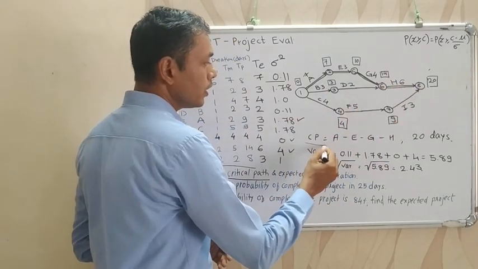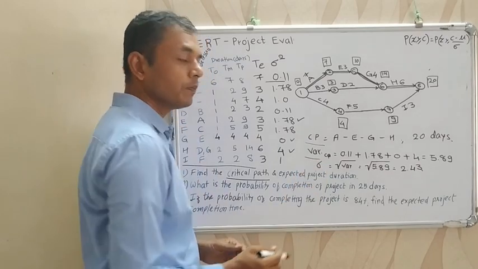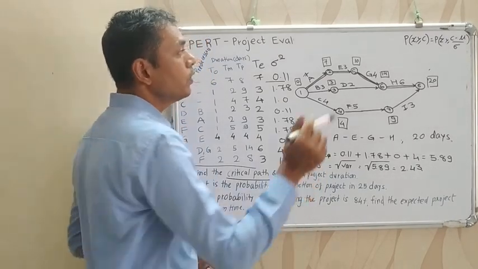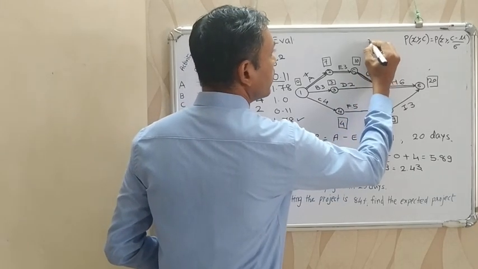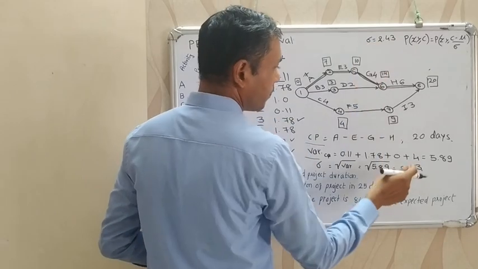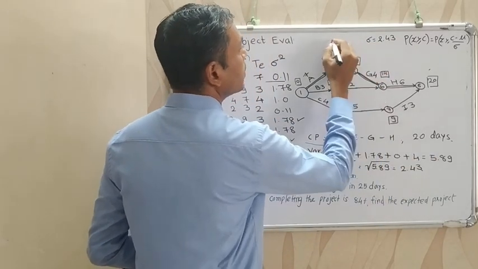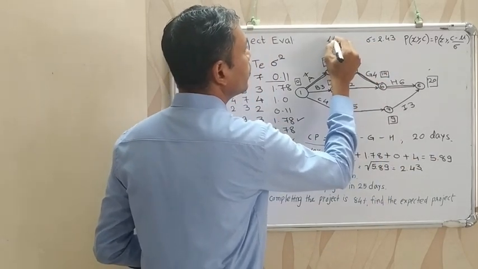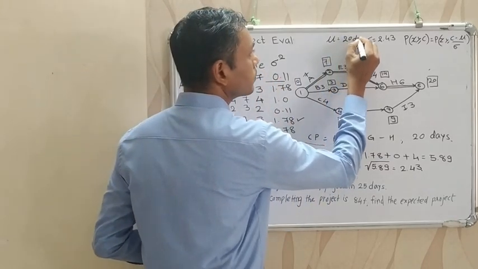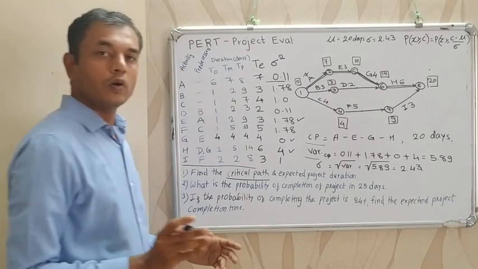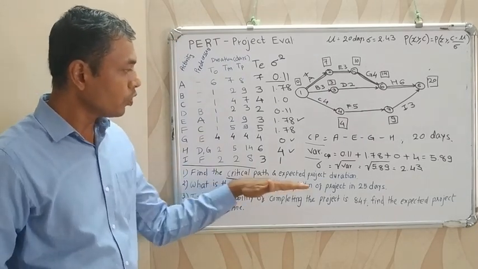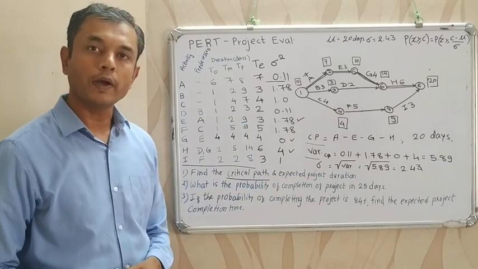After identifying the critical path, we calculated the variance of the critical path, and then the standard deviation of the critical path. So let's note down here: the standard deviation is 2.43, and the project completion mean duration, mu, is 20 days. Okay, so now we will solve another question. What is the probability of completion of the project in 25 days?